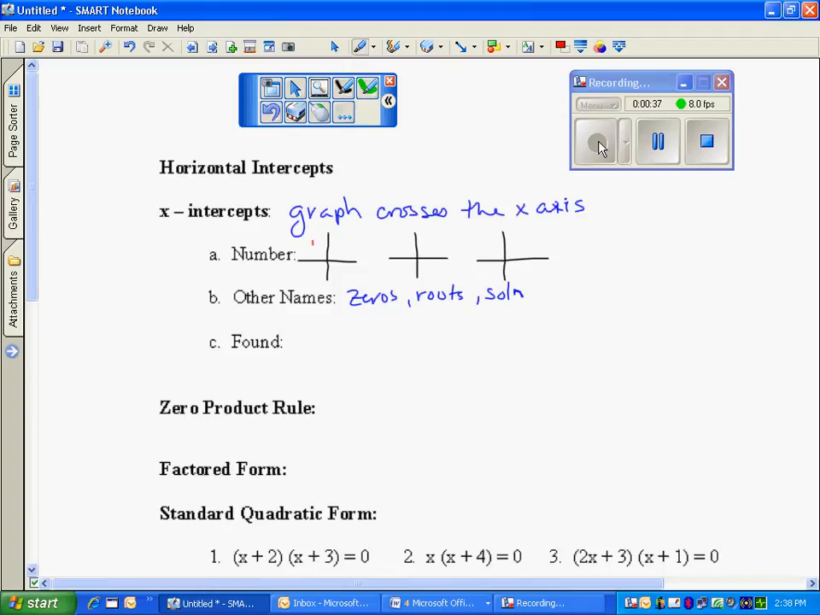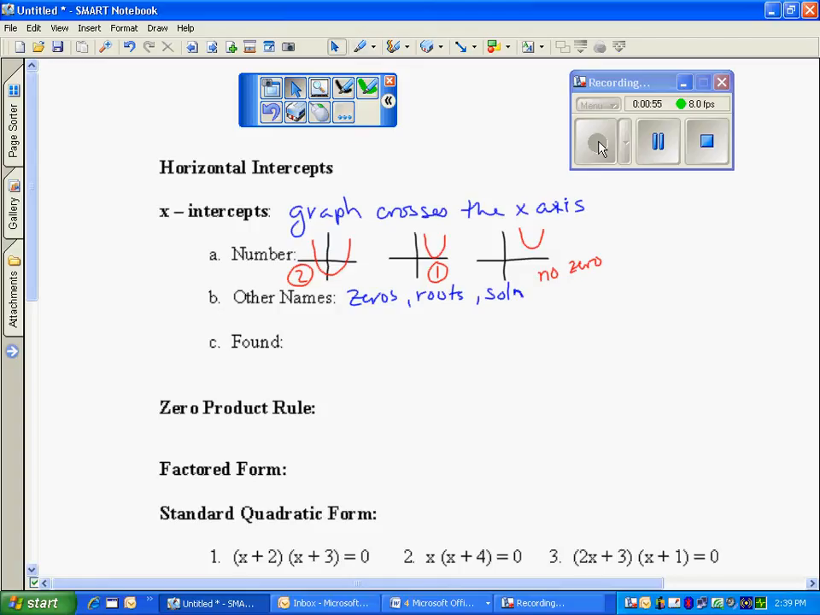My graph may have two solutions, roots, zeros, or intercepts. It may only have one solution, zero, or intercept. And it quite possibly could have no, zero solutions, roots, or x-intercepts.